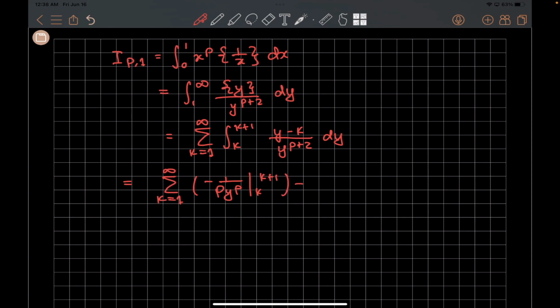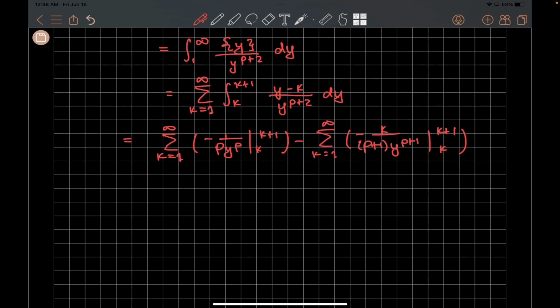And the other term is the k over y to the p plus 2, which we can also integrate. We get minus k over p plus 1 y to the p plus 1, k plus 1k. And we can simplify this nicely. You can evaluate this completely to get 1 over p minus the Riemann zeta function. Maybe I'll do one more step because otherwise this will be a big jump.